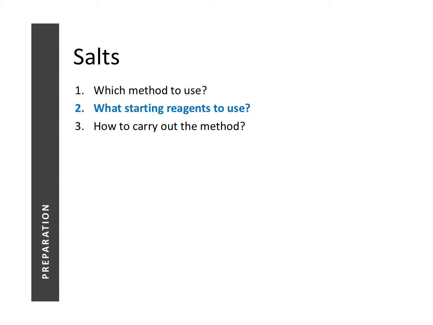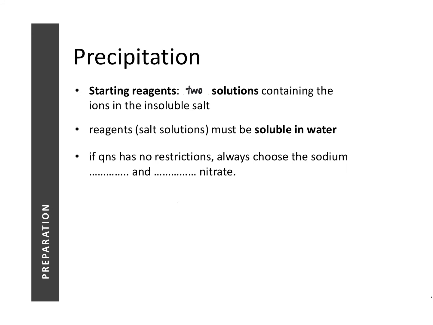Now that we have learned which method to use for each salt, the next thing is for each method, alright, there is a recommended set of starting reagents, which is the ingredients that you're supposed to add. So it's very important for you all now to know for each method what are the starting reagents required. We will start with precipitation. Now bear in mind that precipitation is for insoluble salts.